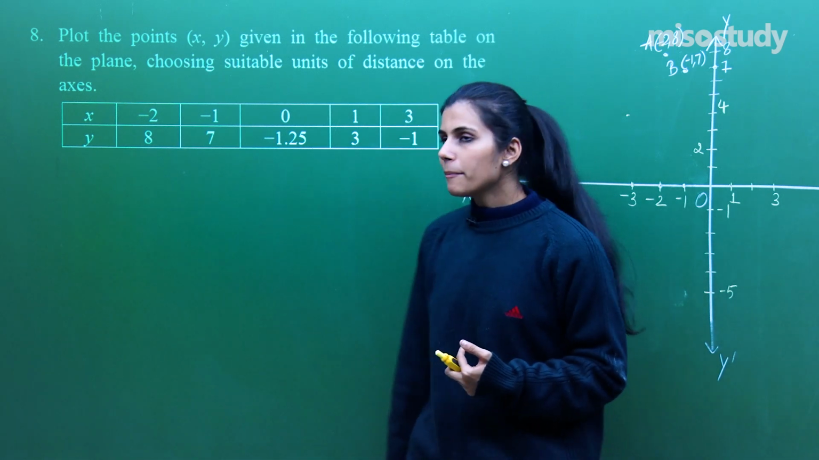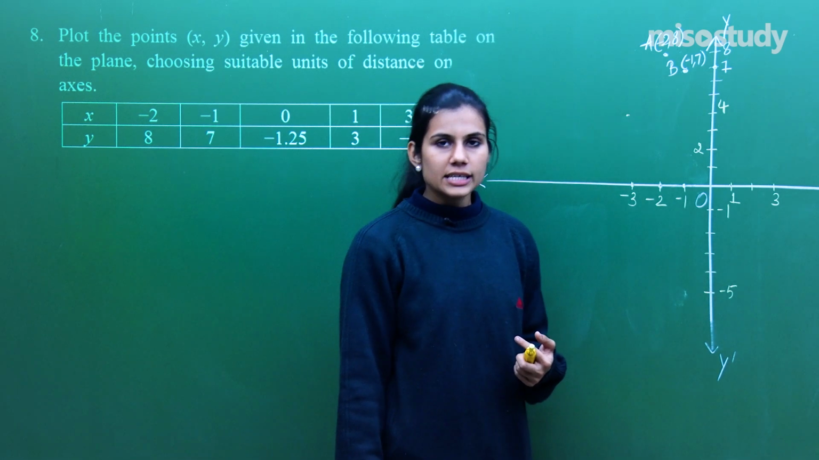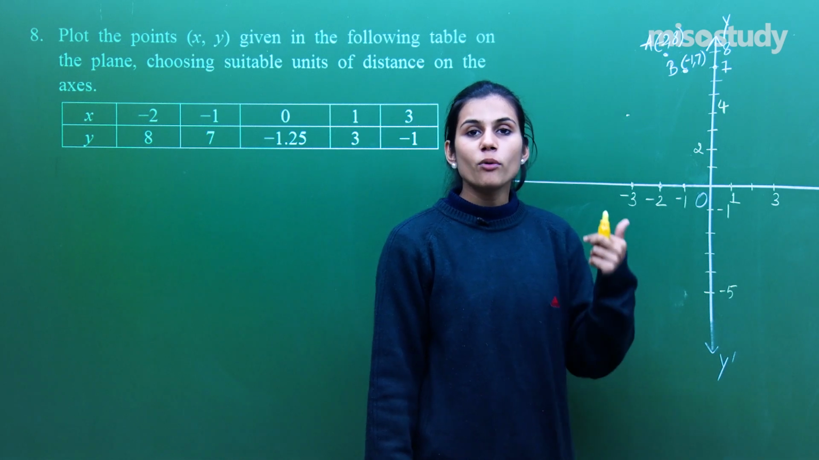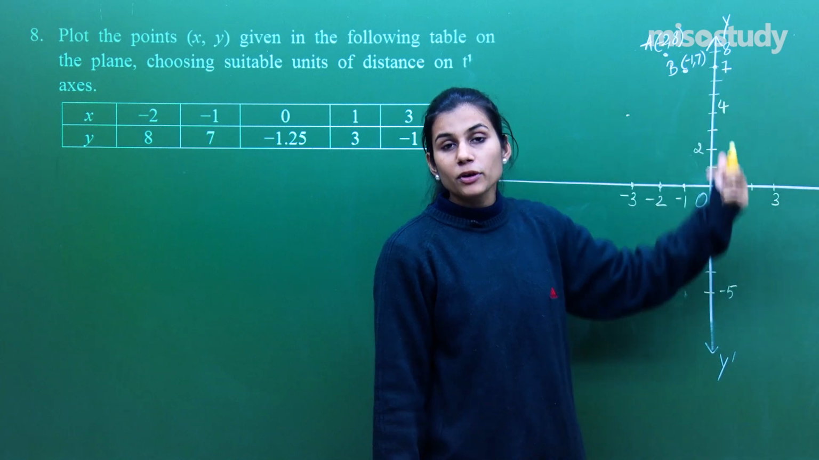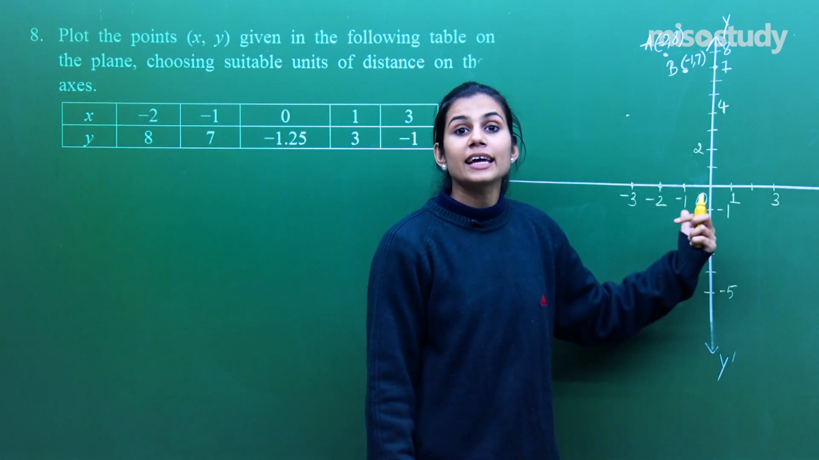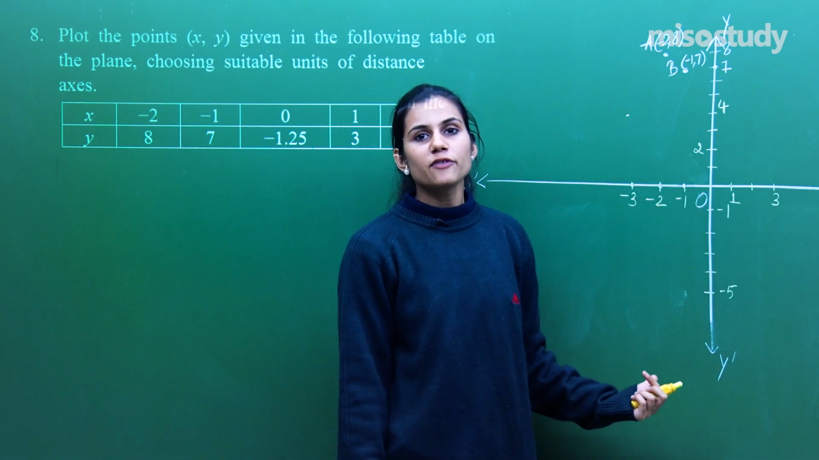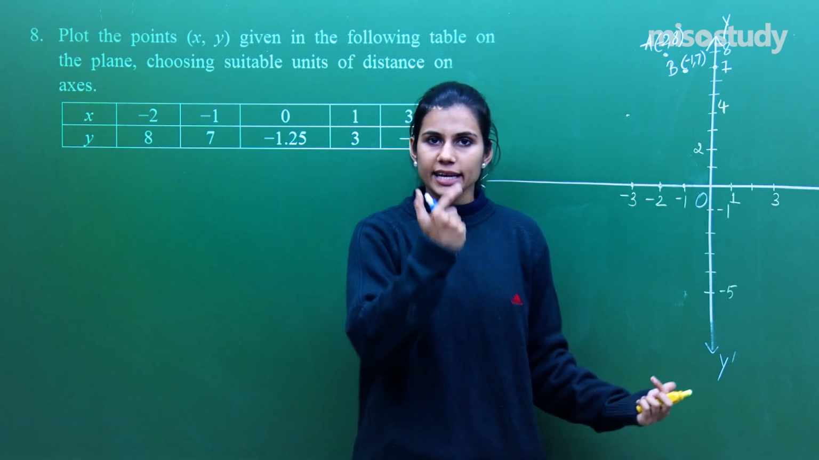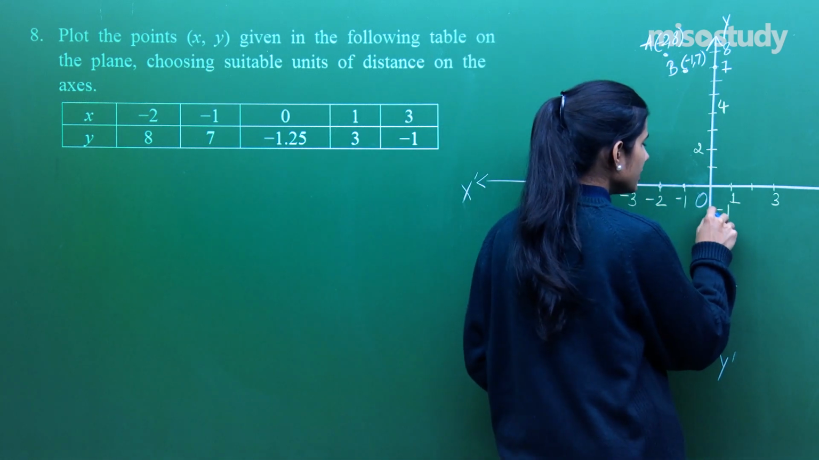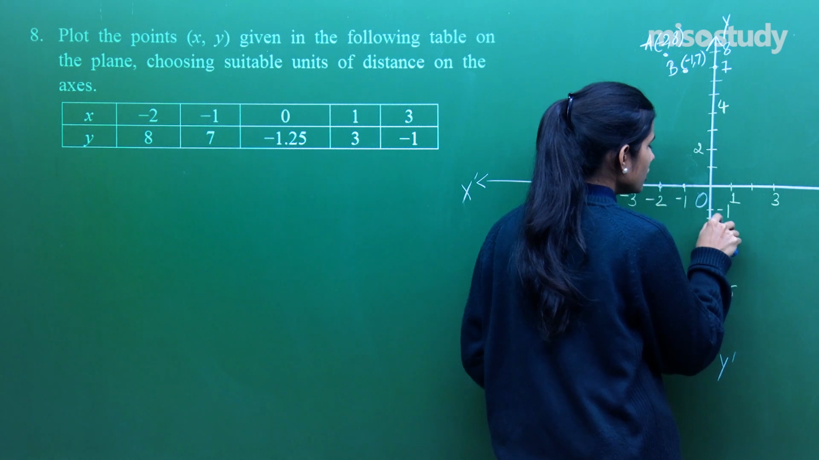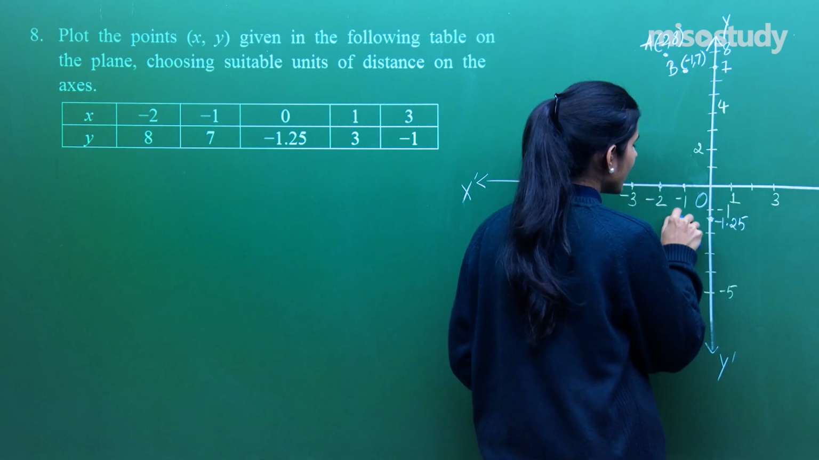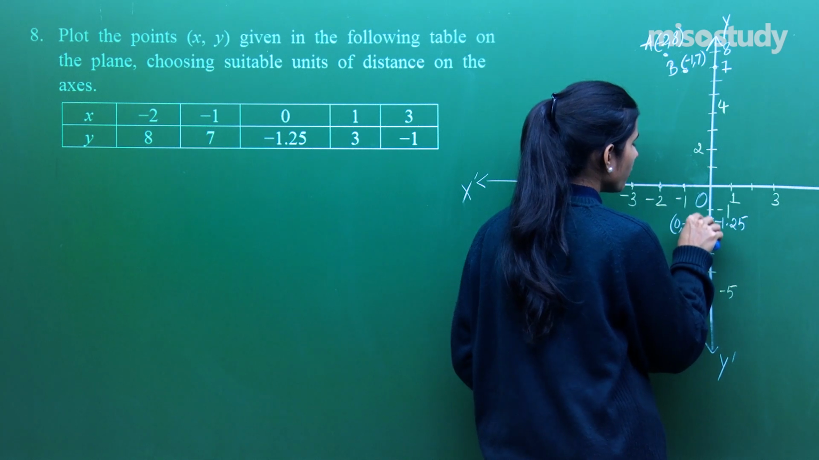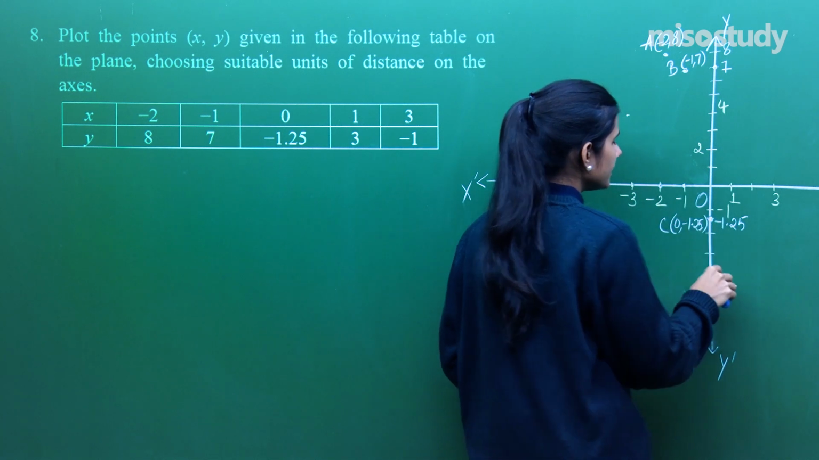Then you have 0 comma minus 1.25. This means the point has x coordinate 0, so it is lying somewhere on the y-axis, but because y coordinate is negative, it's lying on the negative y-axis. I just have to move 1.25 units along the negative y-axis. So this is 1 unit, 1.25 is somewhere here. When I complete moving this much, I get the point 0 comma minus 1.25. This is C.